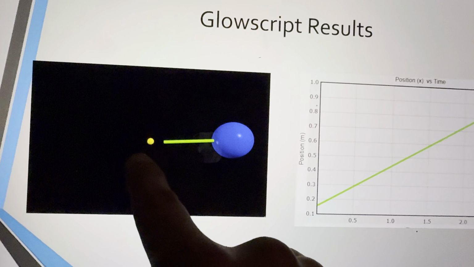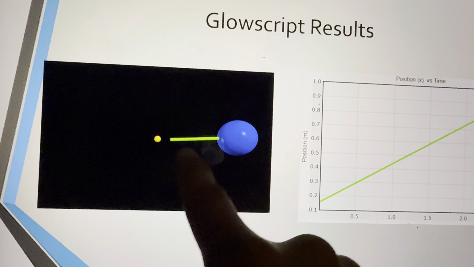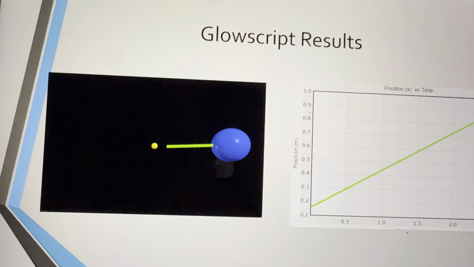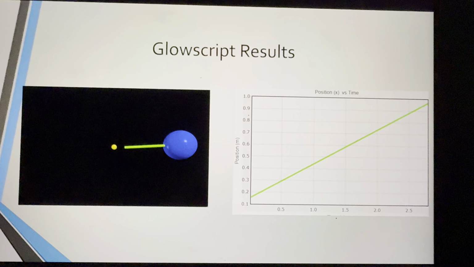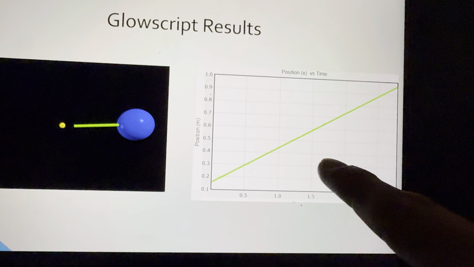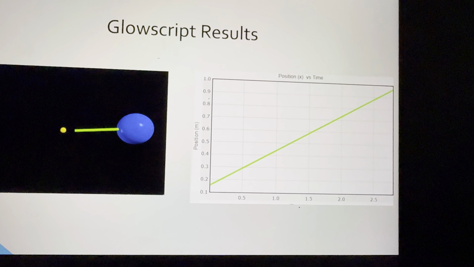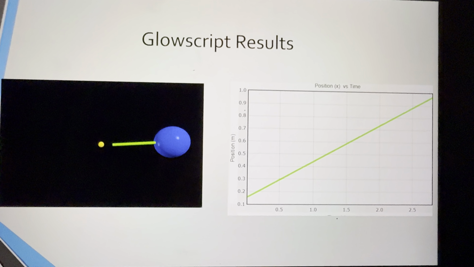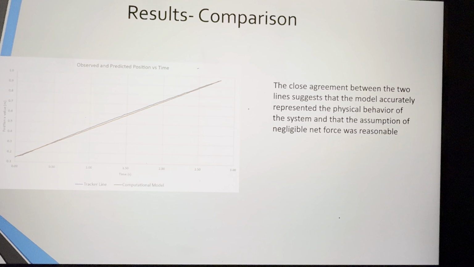Here's the GlowScript results. Here's the initial position, and here's the final position, and here's the motion of the water bottle given, which was accurate with the real world presentation. And the graph also shows that there is a constant velocity, meaning that there is 0 acceleration and that it's very close to the real world and what we were looking for.